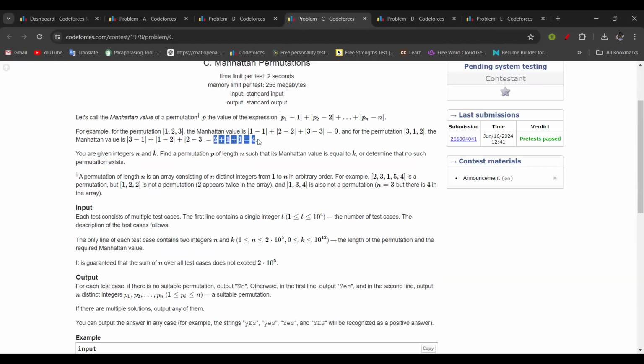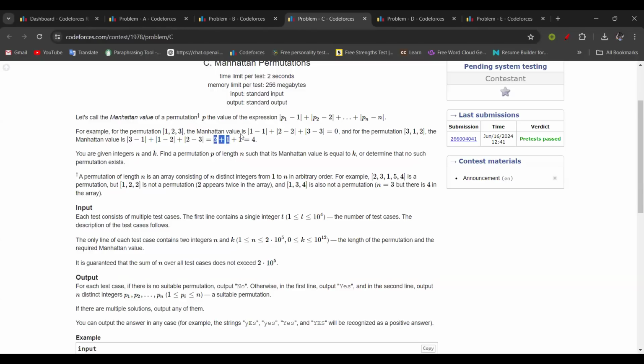So, like this. So actually, we are just taking the difference between the value at that position and the position. So if this 3 is at index 1, so we take the absolute difference between 1 and 3. Okay, and then this 1 is at index 2, we would take the absolute difference between 1 and 2. This 2 is at index 3, we would take the absolute difference between 2 and 3.